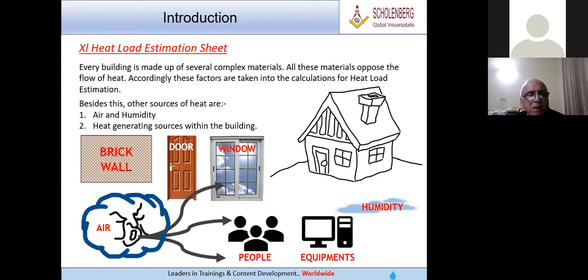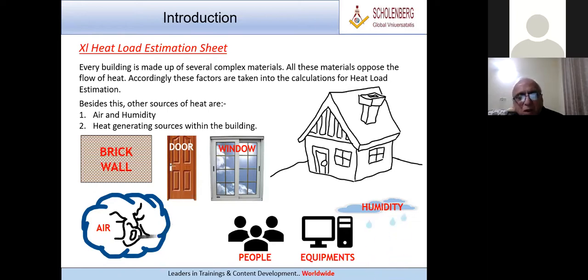And what are the building materials that the heat will encounter? One, brick wall. Two, doors. Three, glass windows. Then you'll have plaster. And then you may have insulation. So each and every building element is going to oppose the flow of heat into the building. Right? Now, the quantity of opposition is called the U factor.